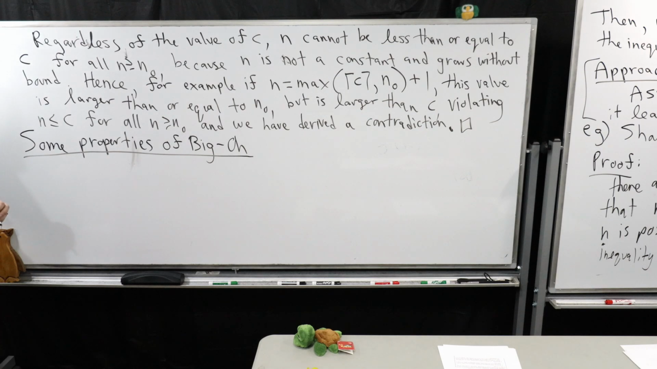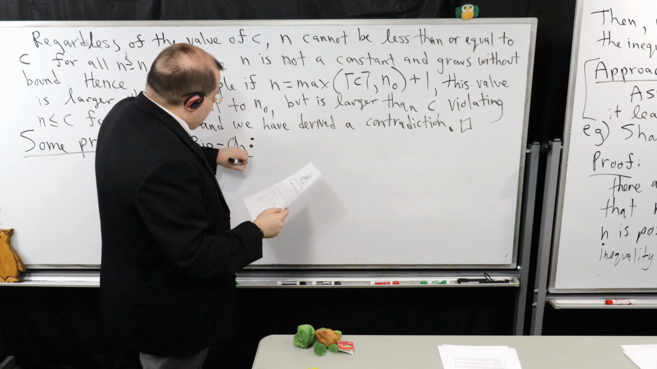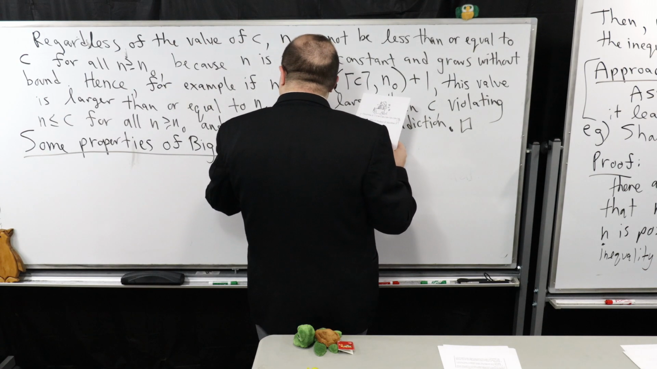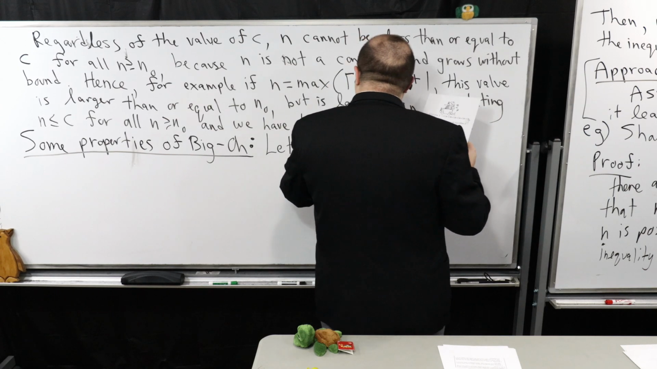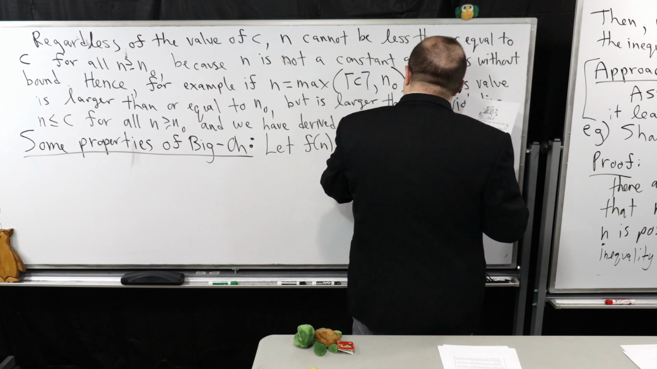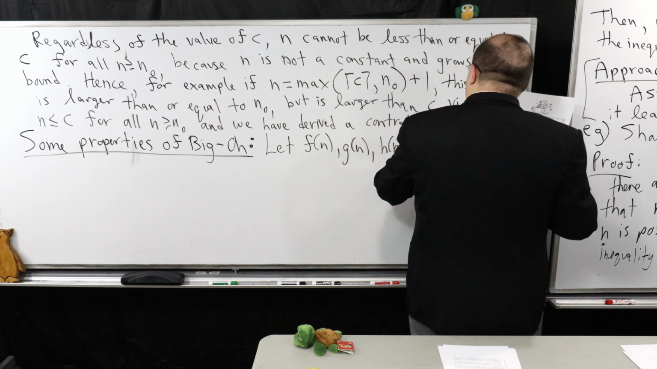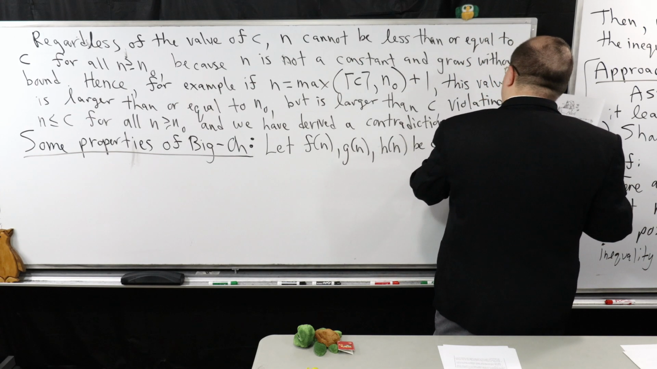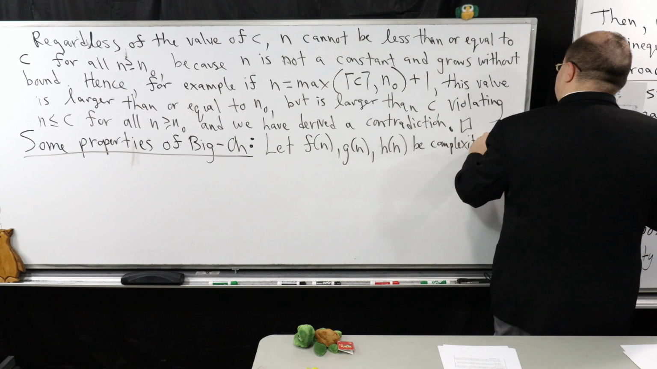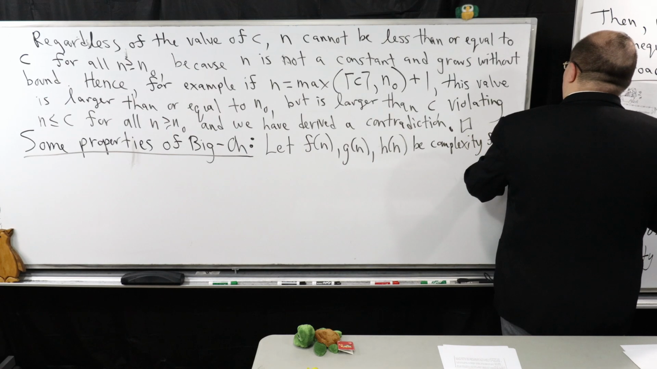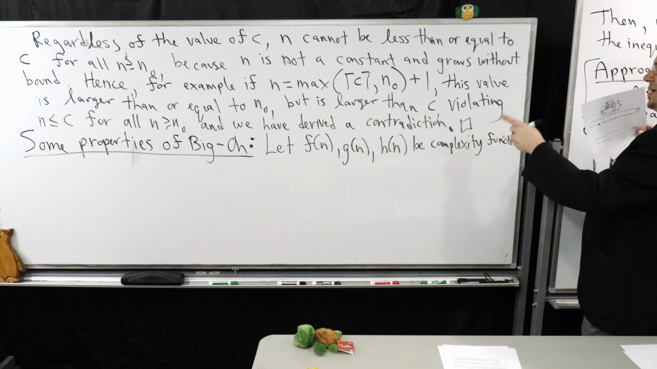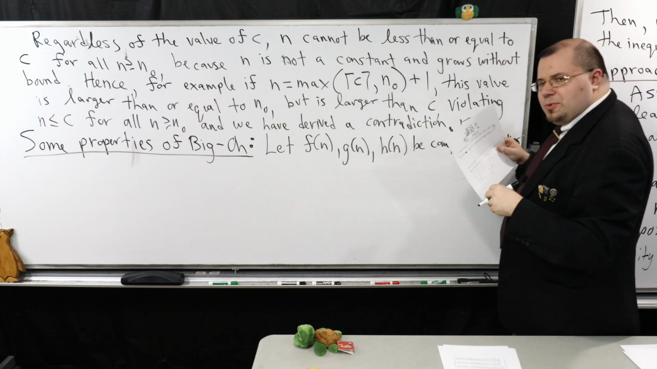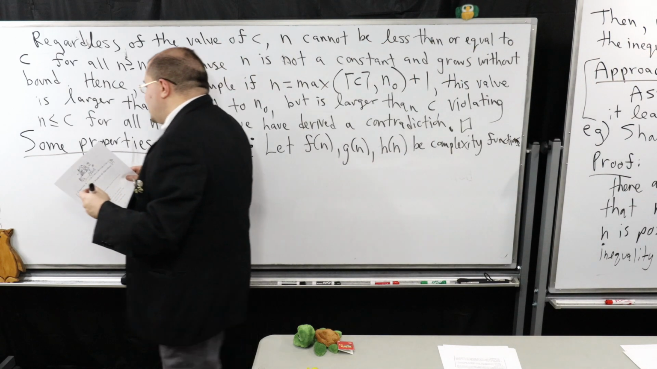The first one that I want to talk about, actually, let me first be clear here. We're going to have 3 arbitrary complexity functions. Let f, g, h be complexity functions. I'm going to assume that they're any complexity functions. I don't know what they exactly are other than that they're complexity functions. So I have f, g, and h. I'm going to use these when I define the properties.